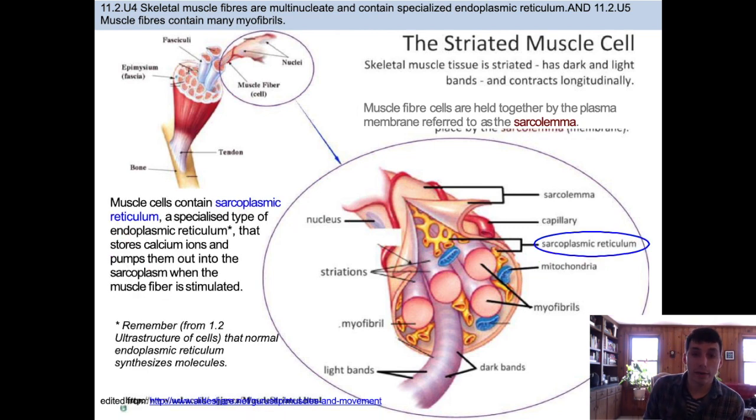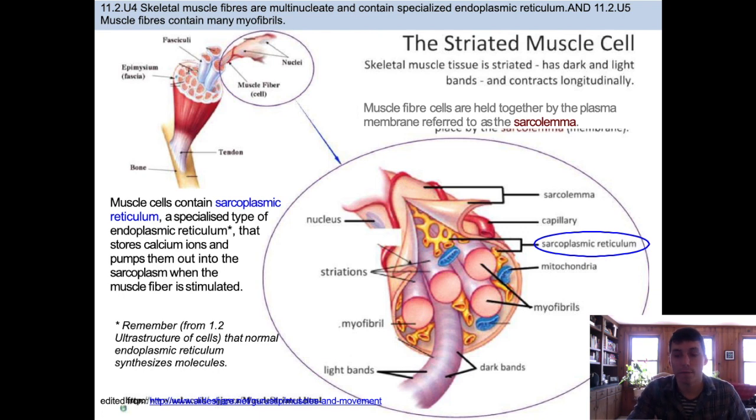They also have a specialized tissue that is not seen in other places called the sarcoplasmic reticulum. So I can see that in here. It's kind of this mesh net-like network. Basically what that does is it stores calcium ions and pumps them out when the muscle fiber is stimulated. So you'll remember, hopefully, the normal endoplasmic reticulum synthesizes molecules. This works in a similar way in that it stores calcium.